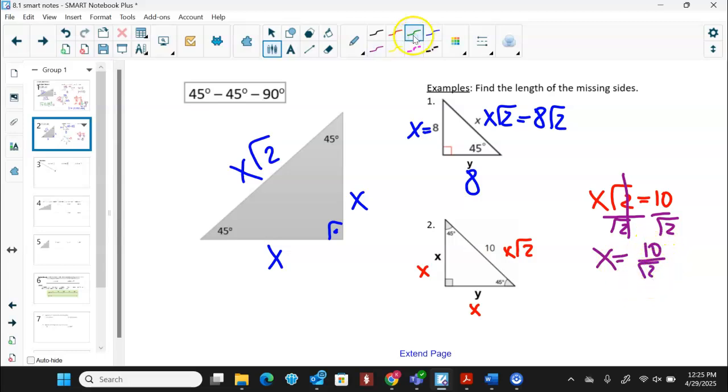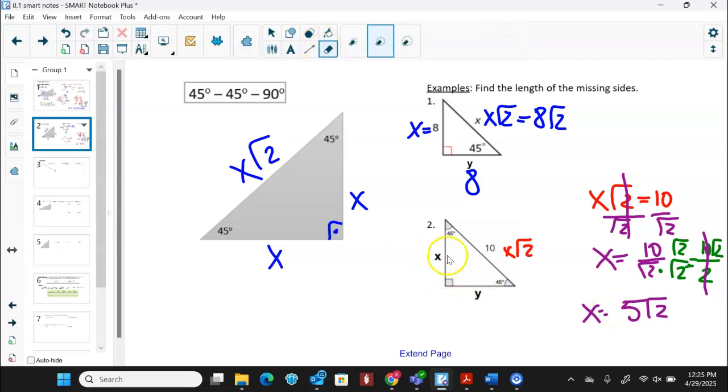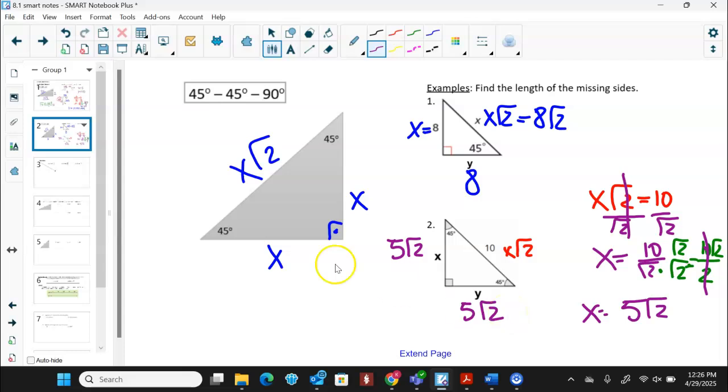So you're going to get 10 over root 2. Now, to get rid of that square root underneath, that radical, we're going to multiply it by itself. So that will undo the radical. So this is going to be a 2. And then on the top, you are going to have 10 root 2. And of course, 10 does divide by 2 again. You do not touch the radical. The radical always stays the same. But 10 divided by 2 is 5 root 2. So that's what my x is, which means that right here, both of these sides will be 5 root 2 and 5 root 2 because they are the same, okay?